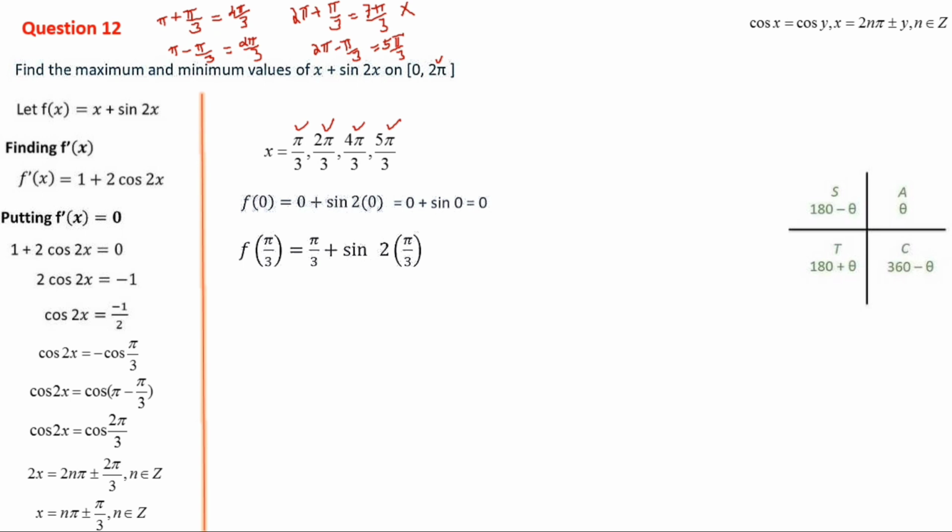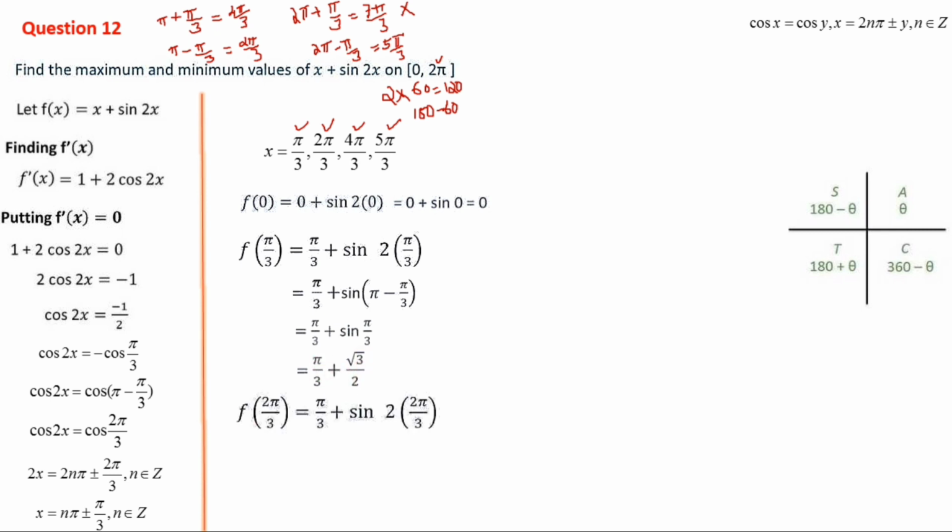This 2 into pi by 3, pi by 3 is 60. 2 into 60 if you do, it comes as 120. And 120 we can write as 180 minus 60. 180 minus 60 means in radians it is pi minus pi by 3. Pi minus pi by 3 means clearly it is in the second quadrant. Second quadrant sine is positive. So sine pi by 3 will be coming. So pi by 3 plus sine pi by 3. Sine pi by 3 value we know, that is root 3 by 2. Pi by 3 plus root 3 by 2.